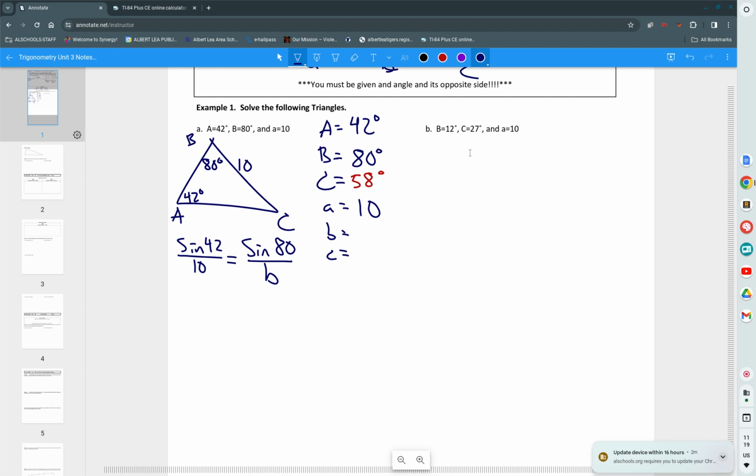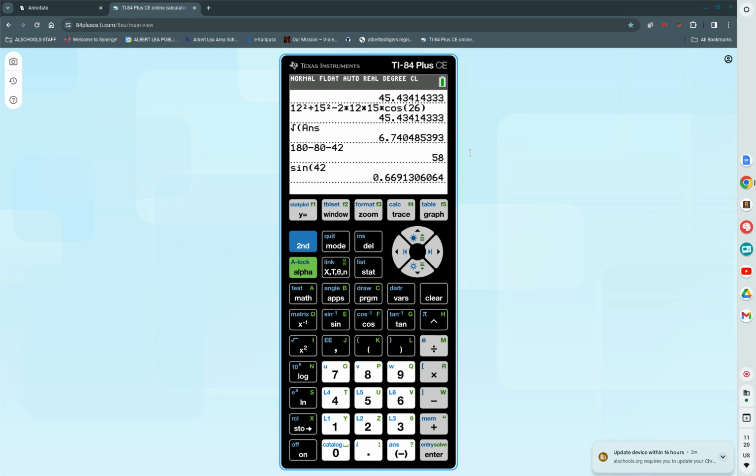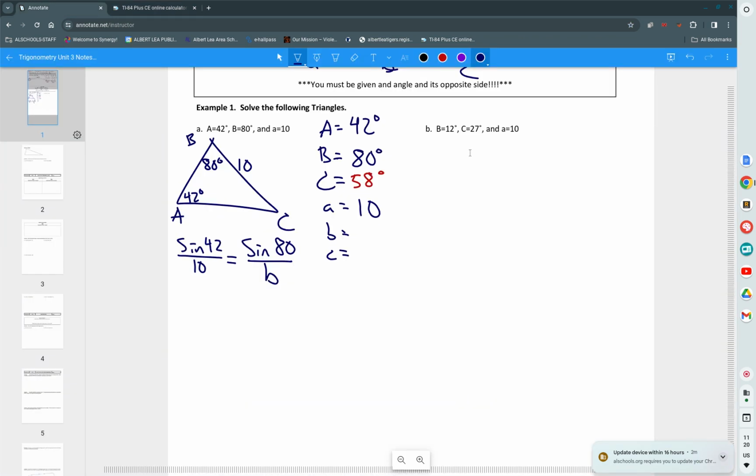This is where I would create decimals here. I would have my decimal place at least to 3 places when you do this. So we're going to turn sine of 42 and sine of 80 into decimals. So sine of 42 and sine of 80. So we get 0.669 and 0.984. How come that's not what I got?